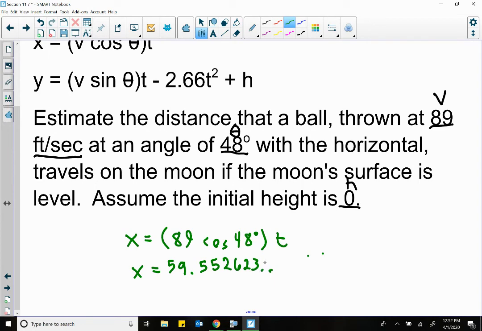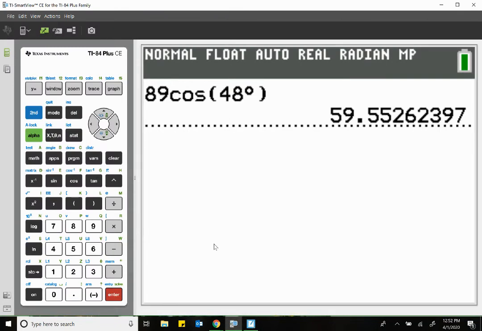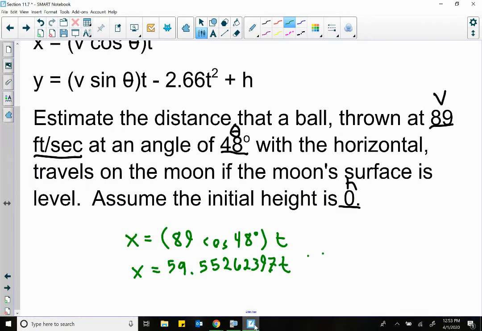2623, I think it was 97 t. So we want to keep as much of that as possible. All right, so there we go. Now we're going to do the same thing for the y.